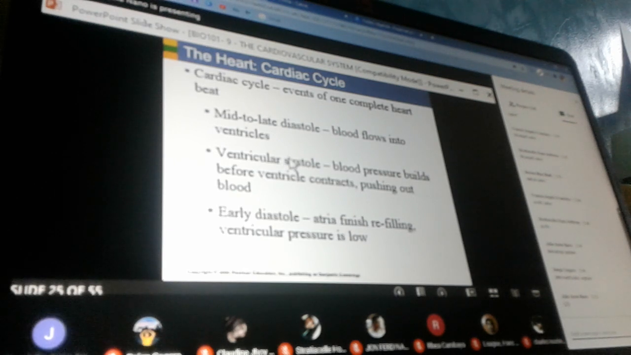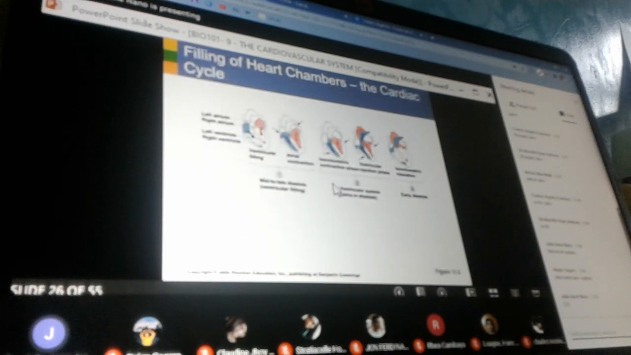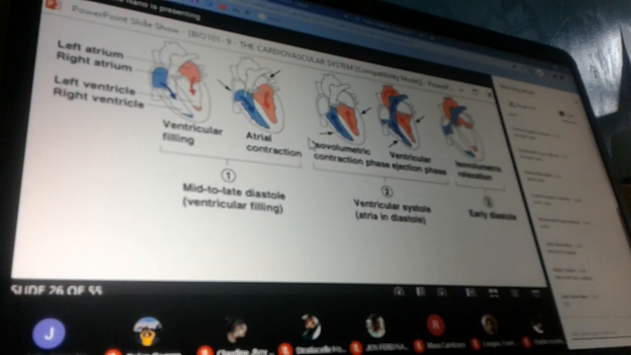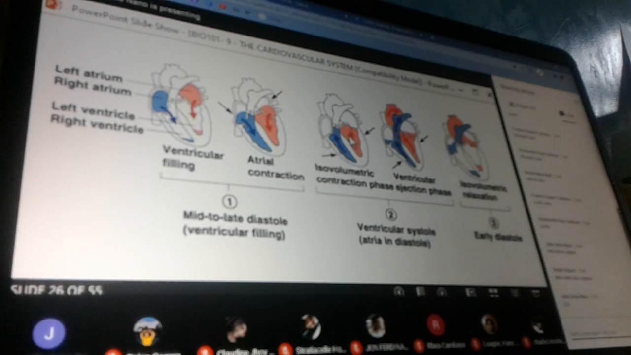Okay, ventricular systole. In this ventricular systole, the blood pressure builds before the ventricle contracts. So, in ventricular systole, there is a build up of pressure in our ventricles, until they are ready to eject the blood out of our heart.